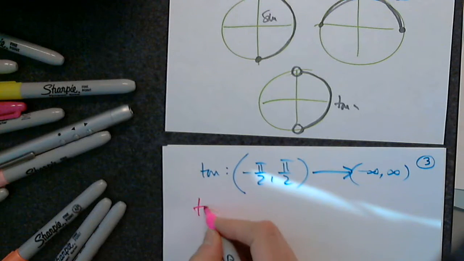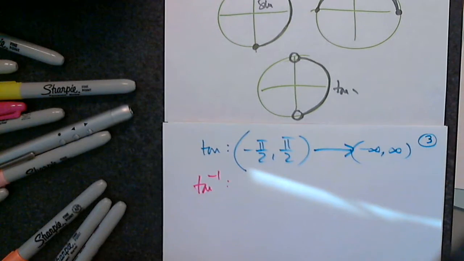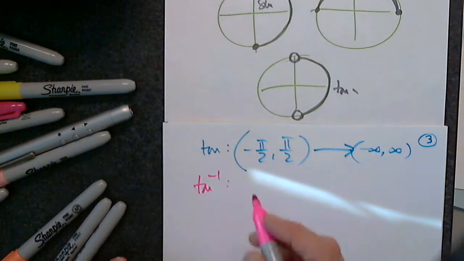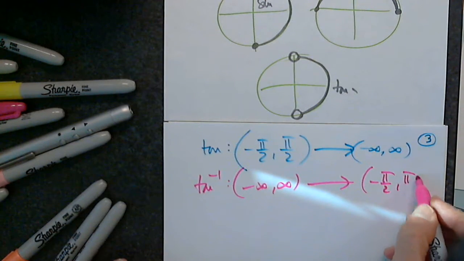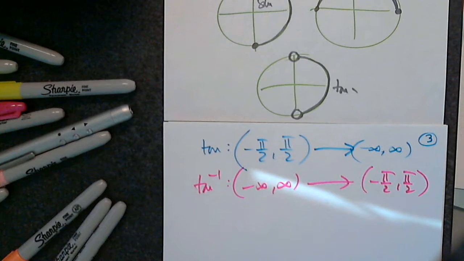So now tangent inverse. I need domain and range. Negative infinity to infinity. Right. Negative pi over 2, pi over 2. Yes. We have to graph the inverse function. Extremely important function for Calc 1 and beyond.